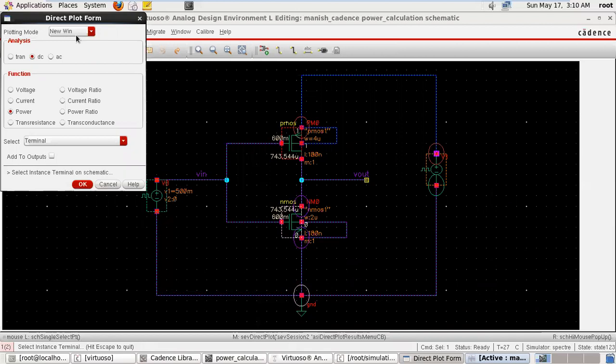But it is very important to know how we can calculate the power. That is very necessary in low power, because when we are working on a low power design or circuit, it becomes important to know what type of power is in my circuit and how we can calculate it.